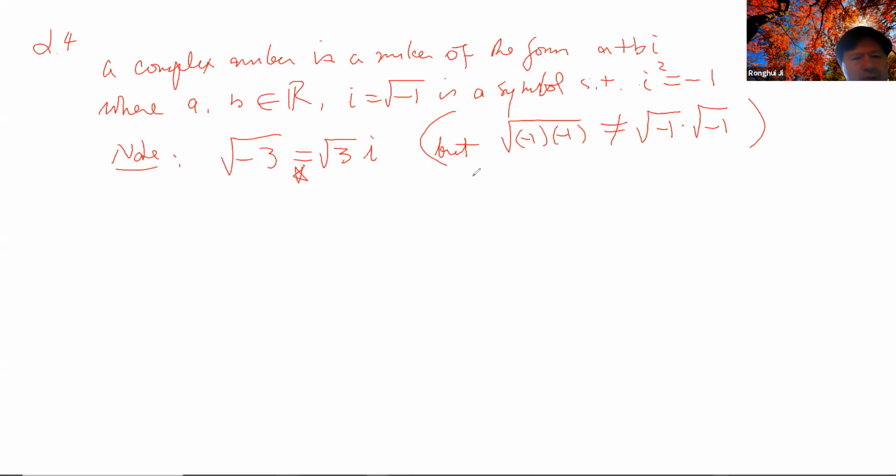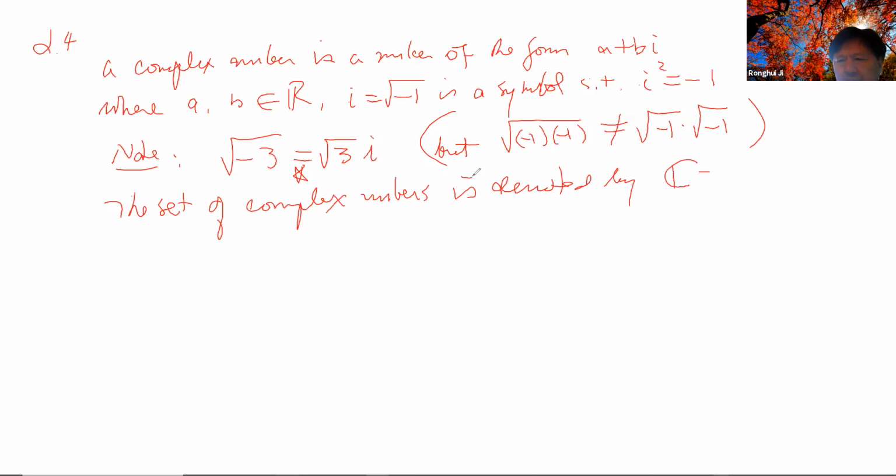So we introduced the set of complex numbers, which is denoted by this symbol C here. We write it as a plus bi, where a and b are real numbers. This means I collect all these possible forms of a plus bi.